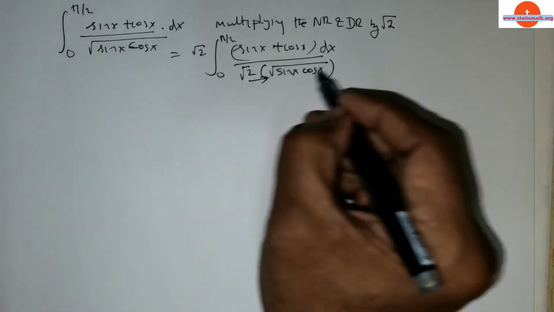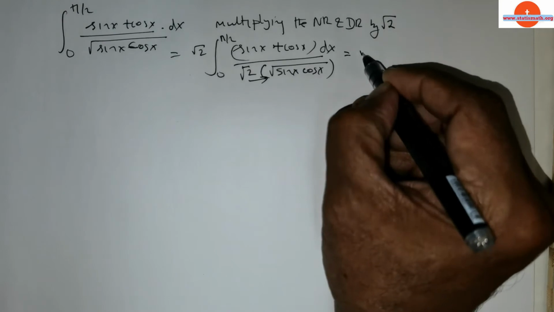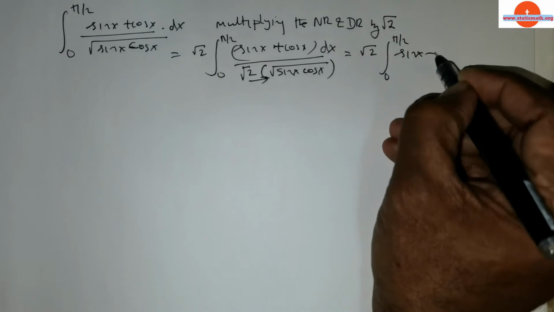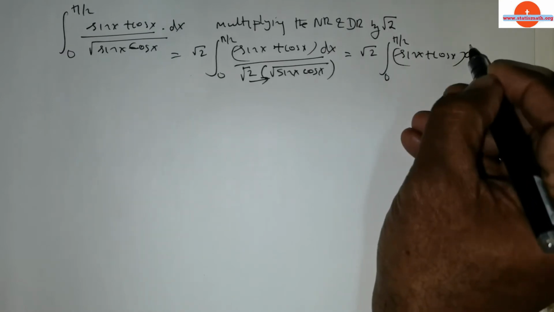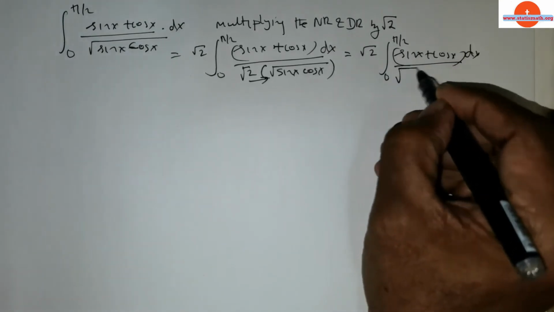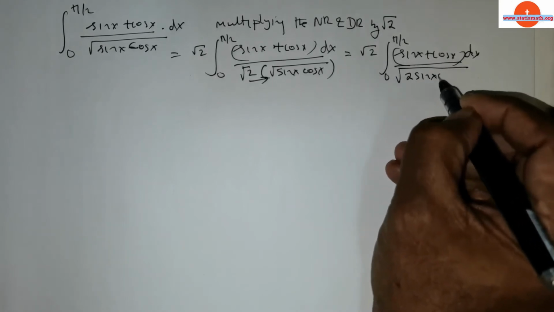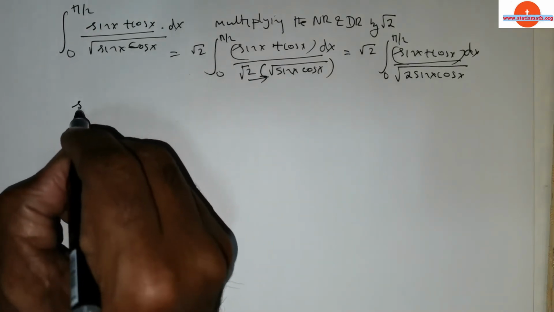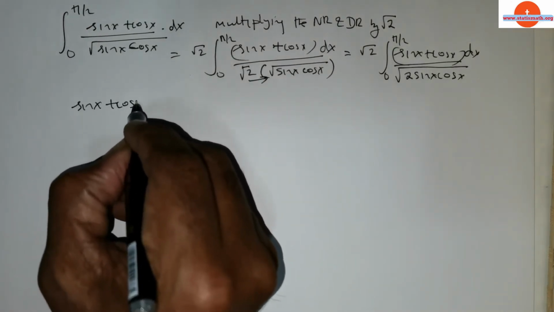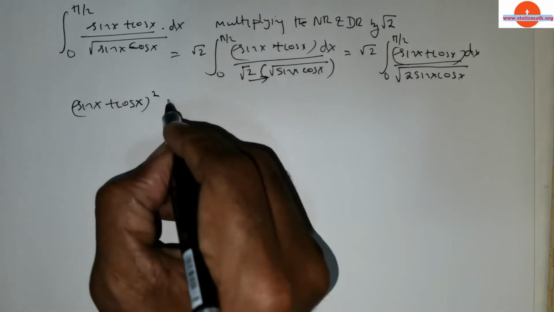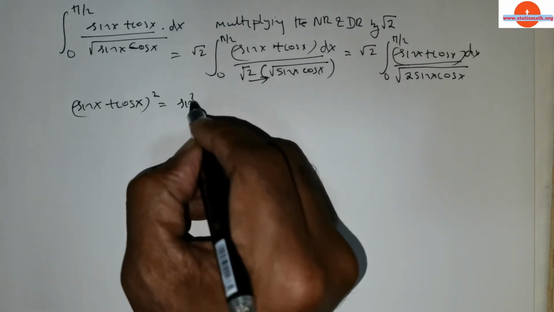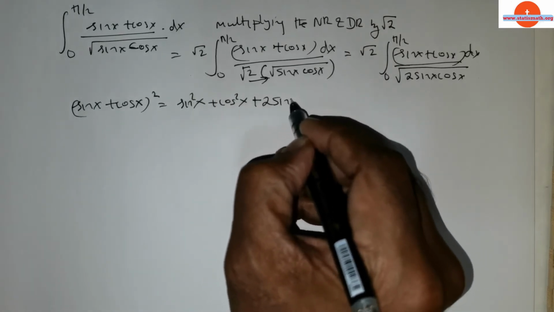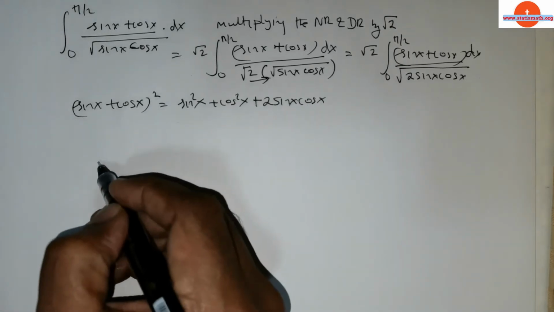Now I will be moving this root 2 inside and rewriting this as root of 2 times integral 0 to pi over 2 sine x plus cos x times dx divided by root of 2 times sine x cos x. So I have something like this. Now I want you to consider this quantity sine x plus cos x raised to the power 2. So if I were to expand, I would get sine squared x plus cos squared x plus 2 times sine x cos x. I get this.